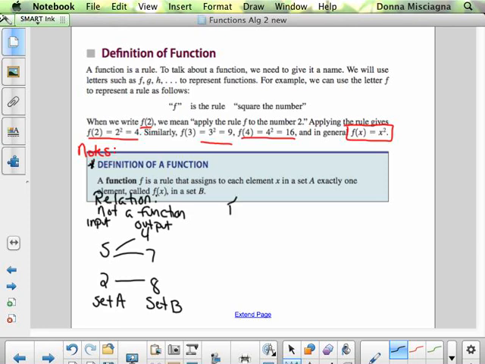Now let's look at an example of a function. This would be a function. So if 5 is matched to 4 and 7 is matched to 4, and 2 is matched to 8. That is a function because each value in set A is matched to only one value in set B. It doesn't matter that 2 values in set A are matched to the same value in set B, so long as, given my input, I have to know where to go.